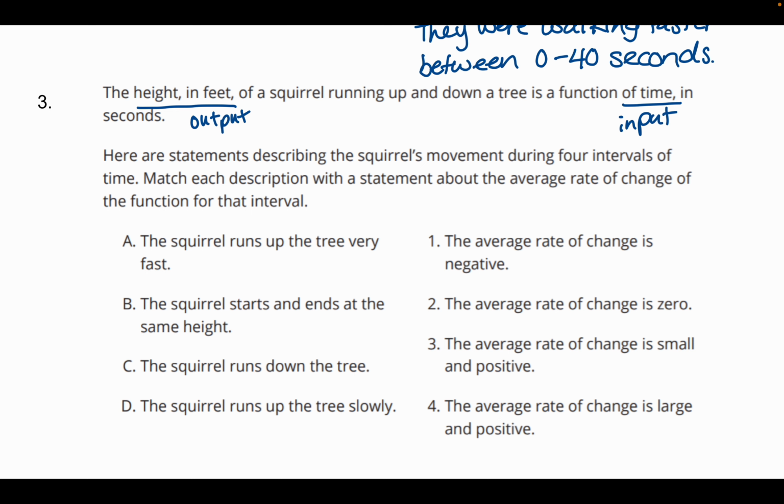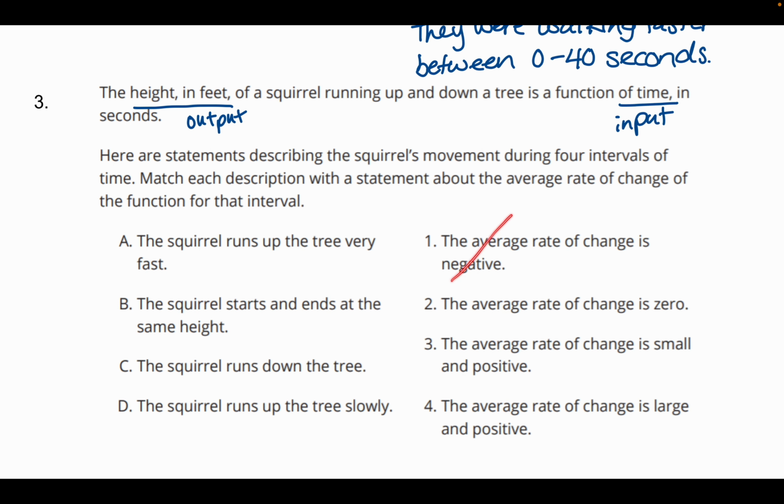So if the squirrel runs up and down the tree very fast, that's our first option. That is going to be positive because the squirrel's height is going to be increasing. So it's not going to be negative. It's not going to be 0. It's not going to be small and positive. It's actually going to be large because the very fast is what's going to make this large. So I'm going to use red, I guess. Squirrel runs up the tree very fast. I'm going to say that is our very positive large rate of change.